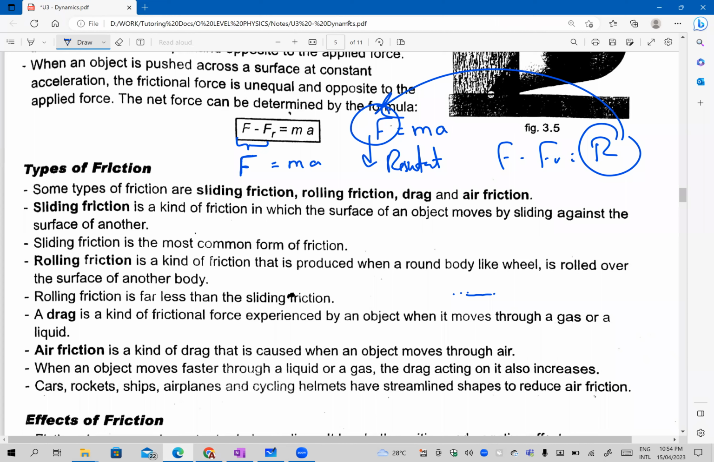Then there are different types of frictions as well. There's a sliding friction, there's a rolling friction, there's a drag friction, there's an air friction. It all depends on the objects that are in contact, the surfaces that we consider and the environment, right? For example, if an object is in contact with a solid surface, it's going to have a different friction. If an object is in contact with a liquid or an air, it's going to have a different friction, right? So it all depends on the types of objects.